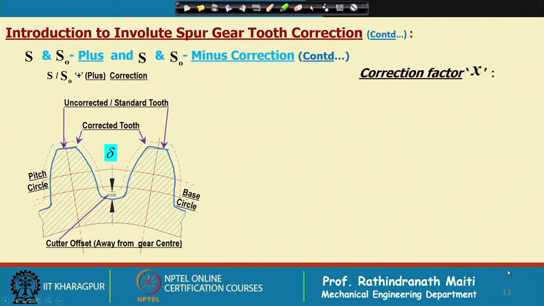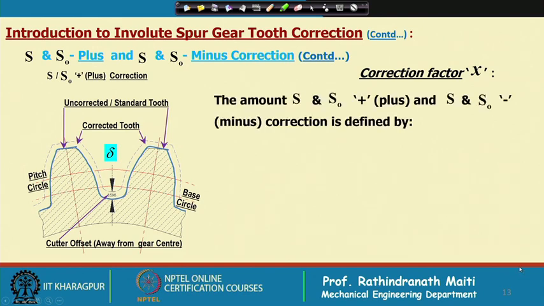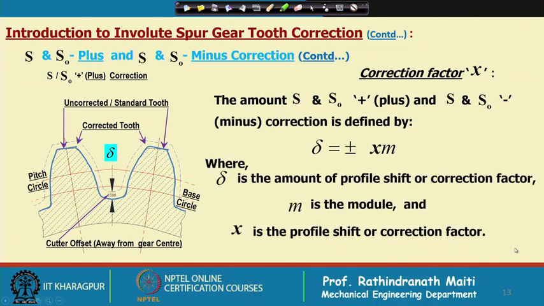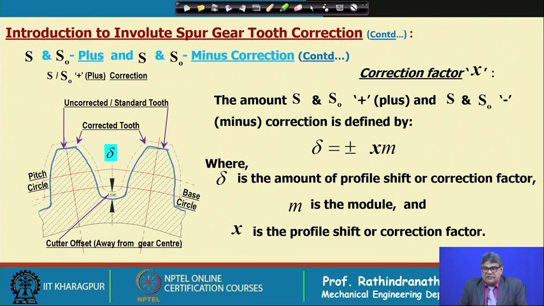Now, if we consider a correction factor x, then for plus-minus corrections we can write delta is equal to plus-minus x into module. So we have to mention what the correction factor is, plus x or minus x. Plus means the tooth thickness will be increased and minus means the tooth thickness will be decreased. Ignore this value, it has no meaning. Here delta is the amount of profile shift, m is the module and x is the profile shift or correction factor.